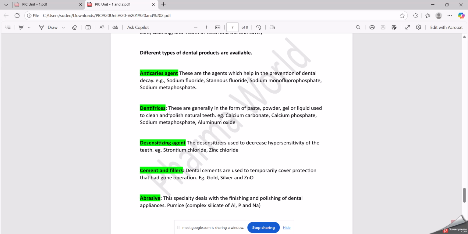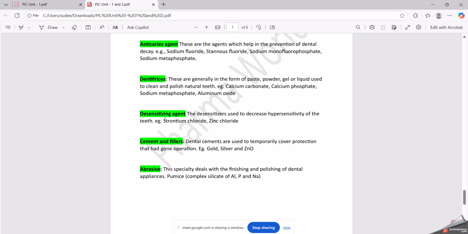Next is dentifrices. These are generally in the form of paste, powder, gel, or liquid used to clean and polish natural teeth. Examples: calcium carbonate, calcium phosphate, sodium metaphosphate, aluminum oxide. So dentifrices are used to clean the teeth, and they are present in the form of paste, gel, or liquid.